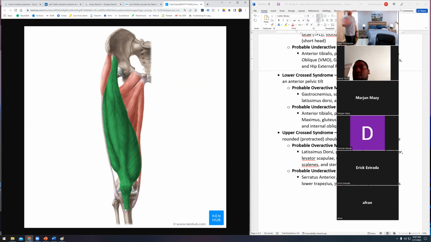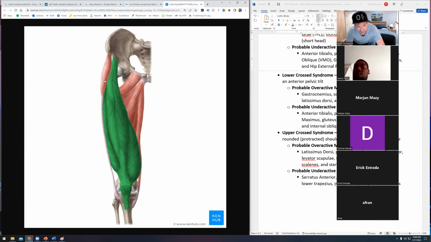Great for an Instagram photo. We're trying to show off, but not so good for our posture, right? What's the classic selfie pose? People take one leg back and they go, boom, you know, not good.